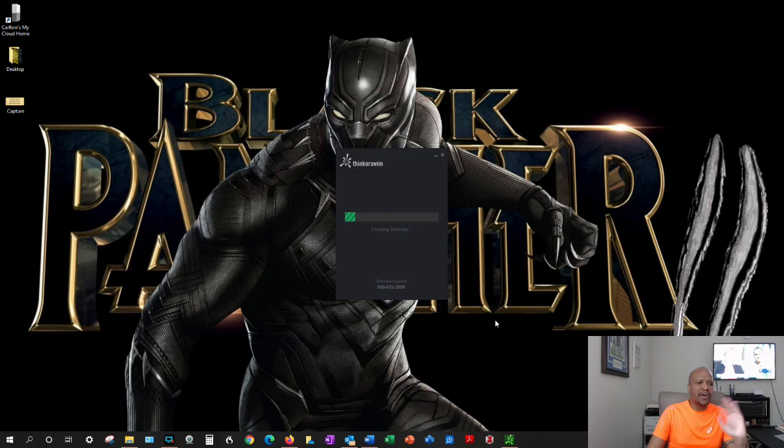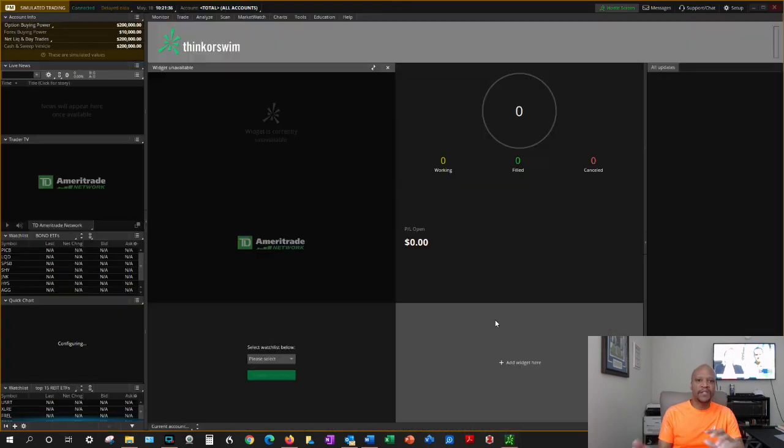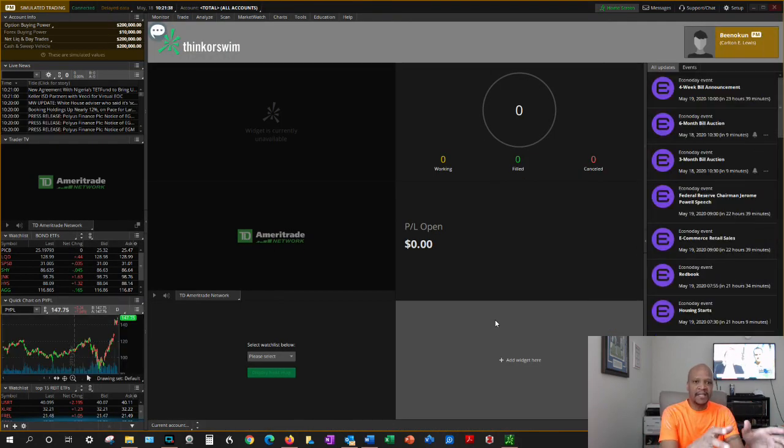So what you do is you go ahead and click on that again. It's going to go through its gyrations, and you cannot go between the two. You can't toggle between the two. What I mean is you can't log into paper money and then toggle over to the actual account. They're two separate and completely different accounts.